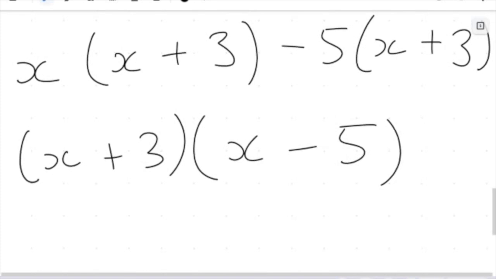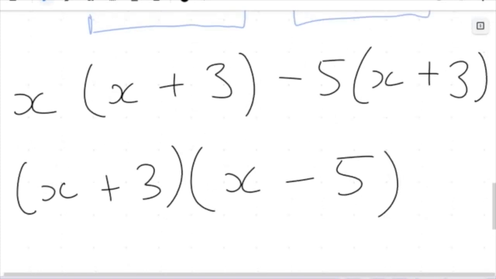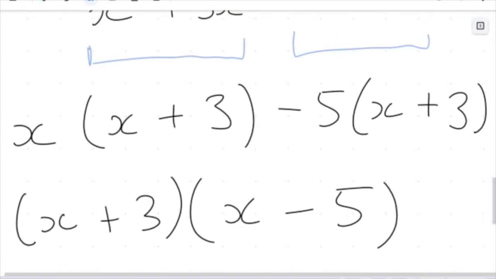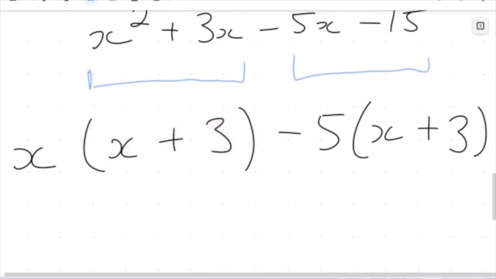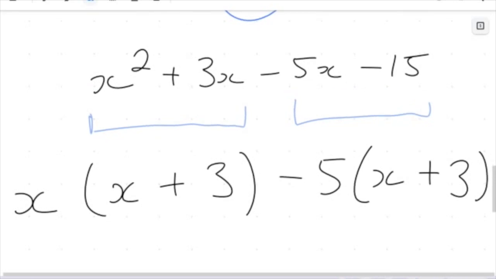Now, I want to bring up a point here. What if, for example, because the main thing that we want here is we want these two binomial expressions to be the same in order to factorize these effectively. But there is a case that I could have done this in a different way and actually gotten a different answer where I couldn't proceed.